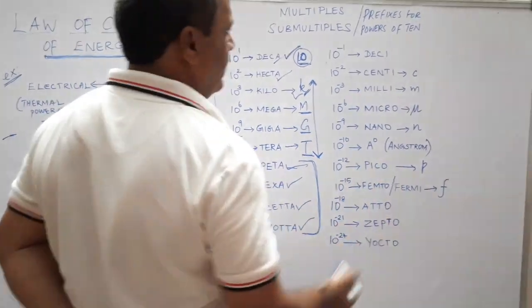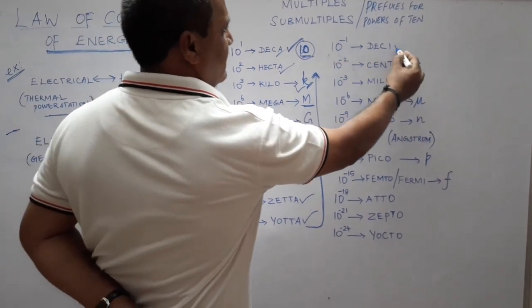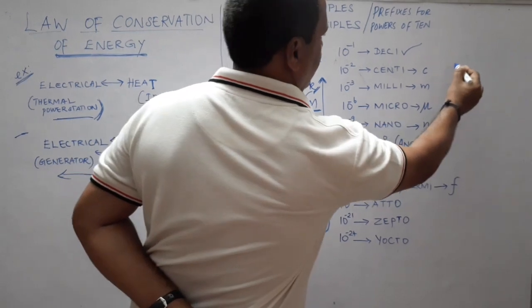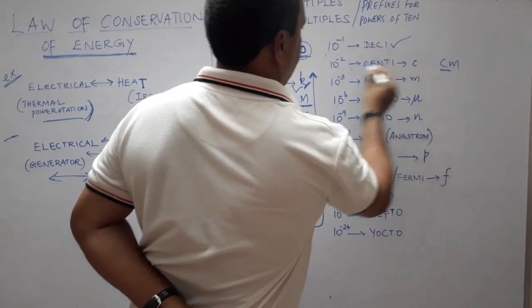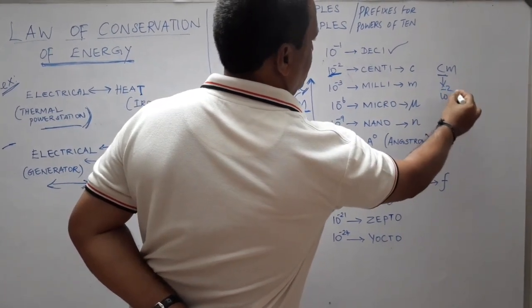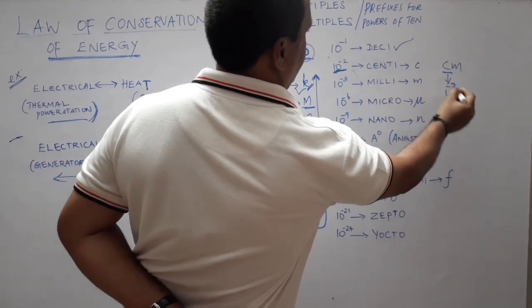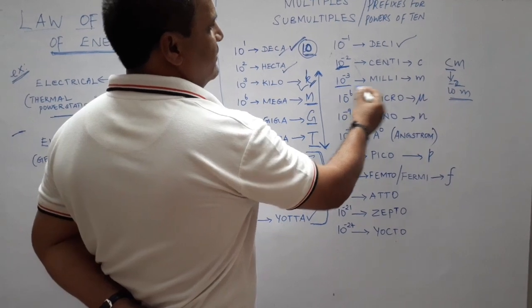Right? I will go for negative powers. 10 power -1 is deci. 10 power -2 is centi. For example, if the problem is given in centimeter, immediately centi refers to the multiple 10 power -2. So 10 power -2 meter is centimeter. Clear? Similarly, milli. 10 power -3 is milli.